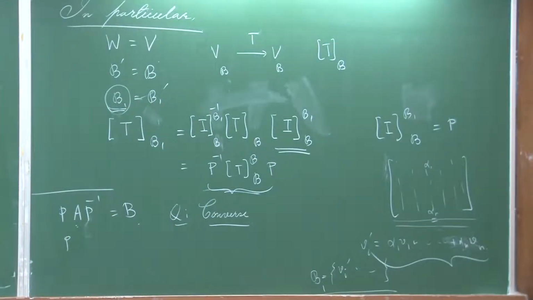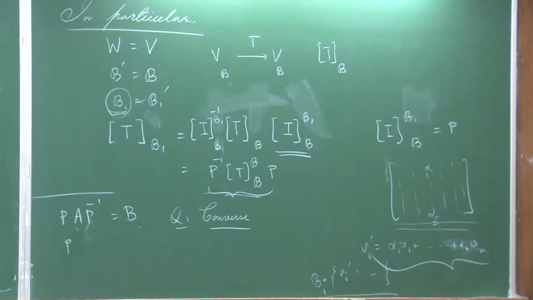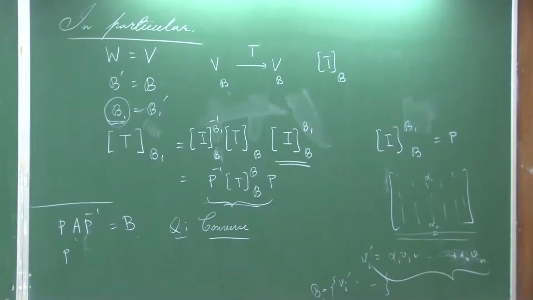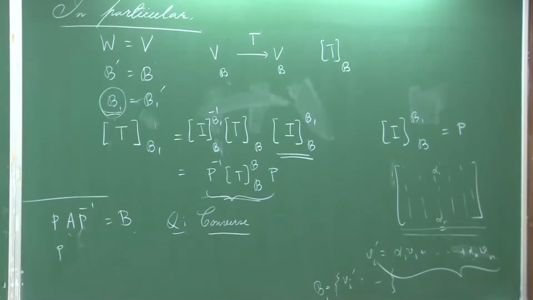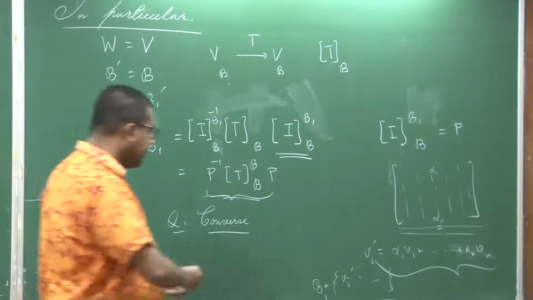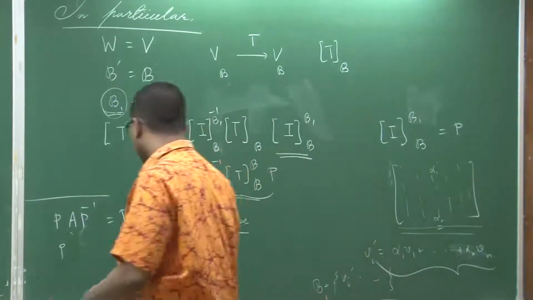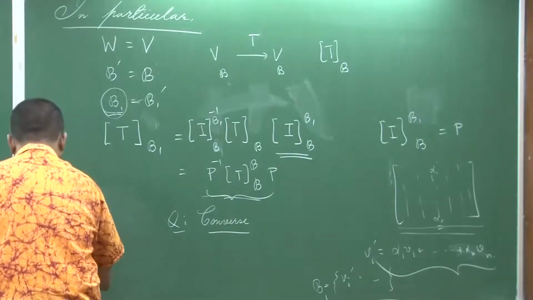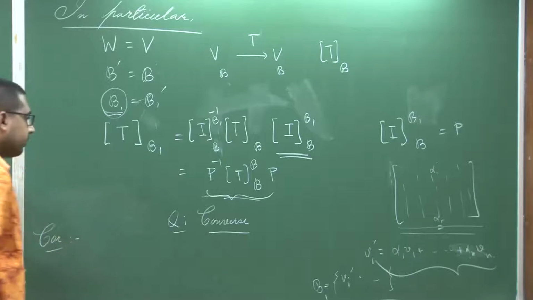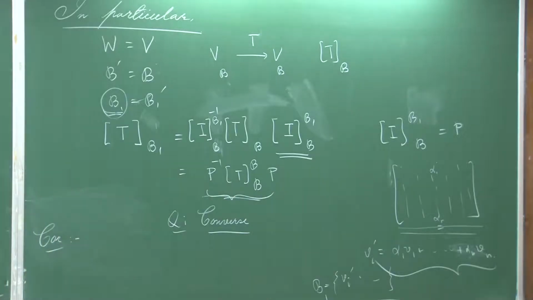So, thus what we have got is that similar matrices are nothing but the matrix representations of the same linear operator with different ordered bases. Now, from that we have an immediate corollary. What is the corollary? If you remember, what is the rank of a linear transformation, namely the dimension of the image.